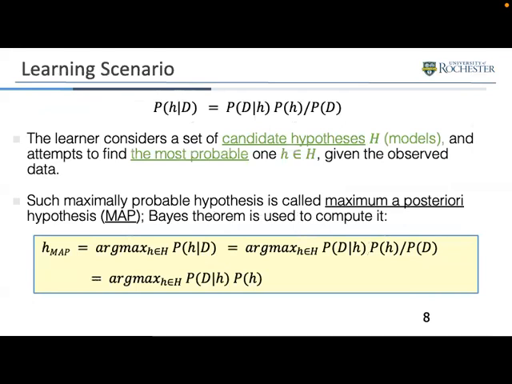We use the term maximum a posteriori hypothesis, the MAP, to represent the best, most probable hypothesis from this distribution, which is given by the argmax over H of the posterior. We just take the best one over the posterior hypotheses, and that is the MAP.